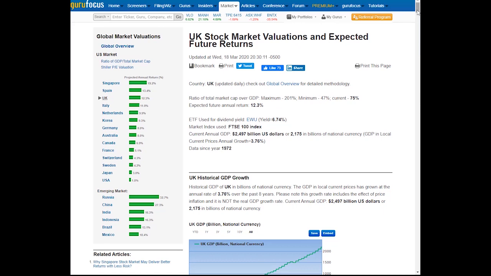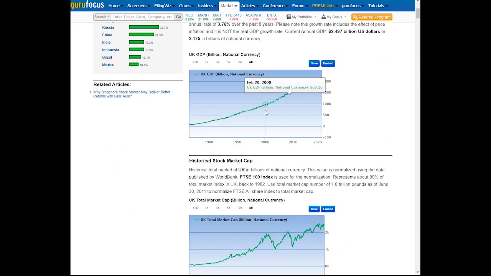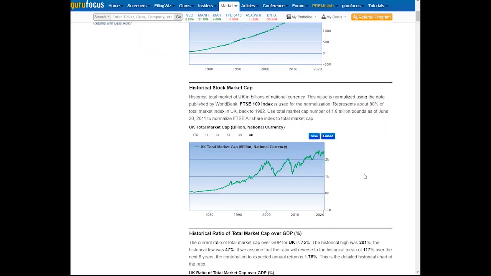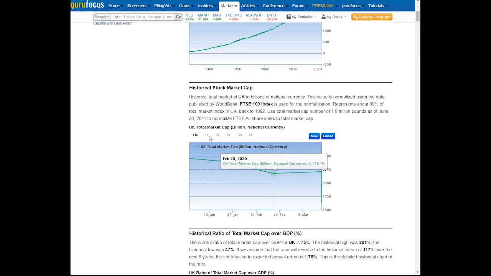So how did we do the calculation? First, we get the GDP of the UK over the last 50 years, and then we get the overall market valuation, the total market cap of the UK market, and can see that the UK market also went down quite a bit this year, during the beginning of 2020. Then we look at the ratio of these two. This ratio is the Buffett indicator for the UK.